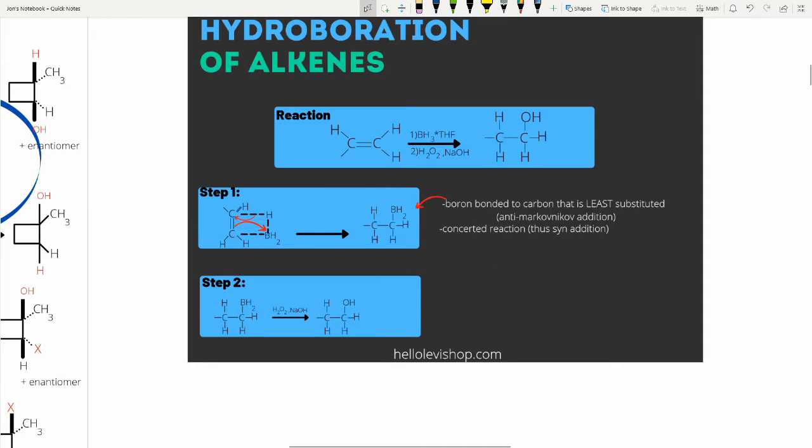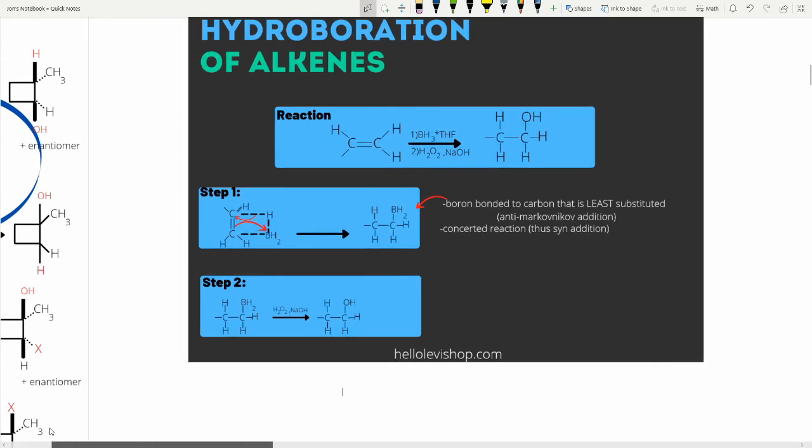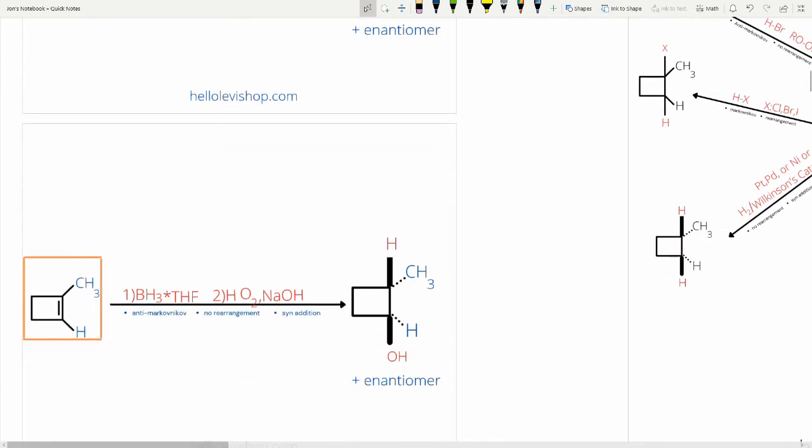We also observe a syn addition, and that's because in the first step we mentioned that the double bond attacks the boron and the hydride shift happens at the same time. Now, because of that, the addition of the borane and the hydrogen must be on the same side of the plane. The last step is the oxidizing of the boron with peroxide to replace the boron with a hydroxy group. Now, we notice here that there's no rearrangement that occurs, and that we have a syn addition of the alcohol.